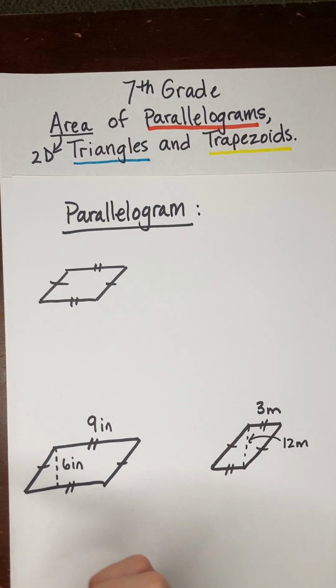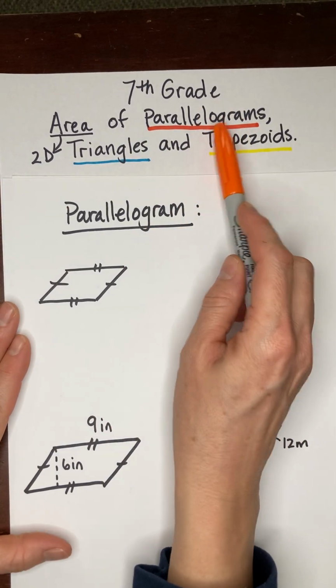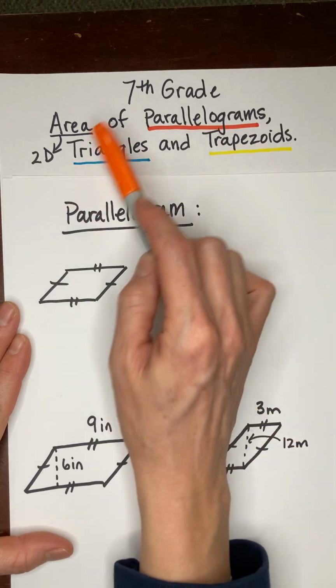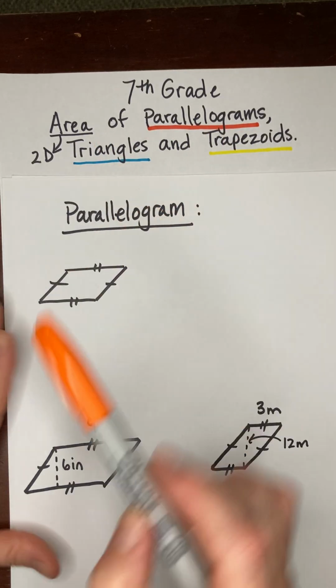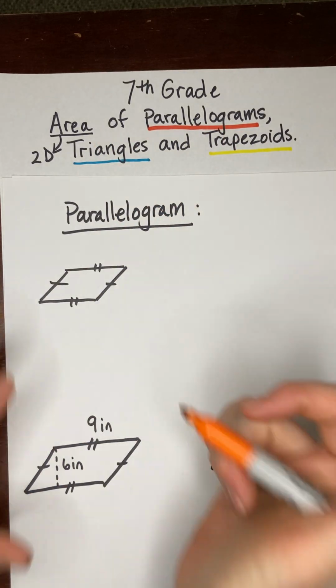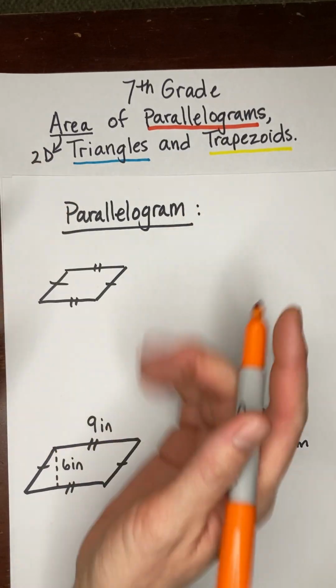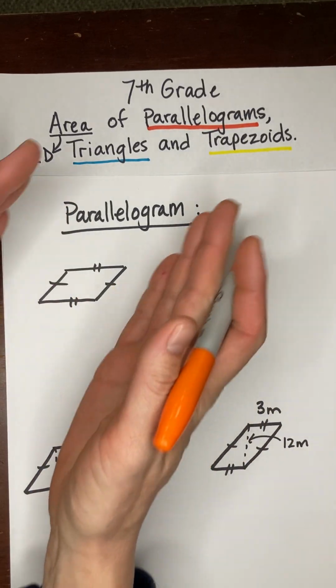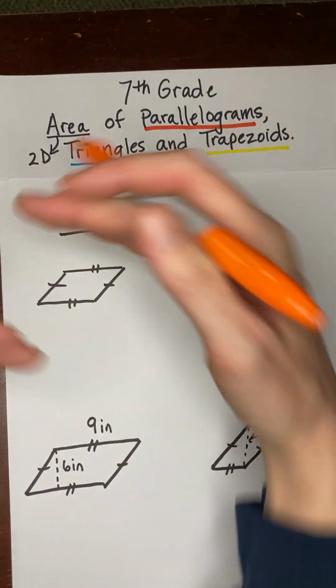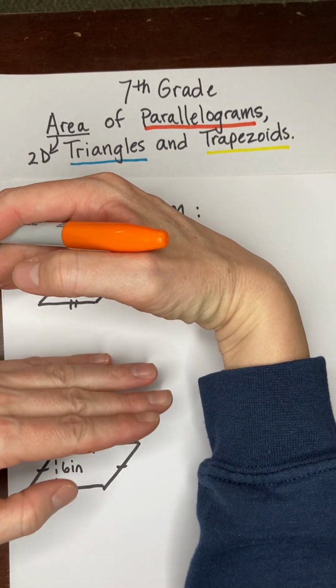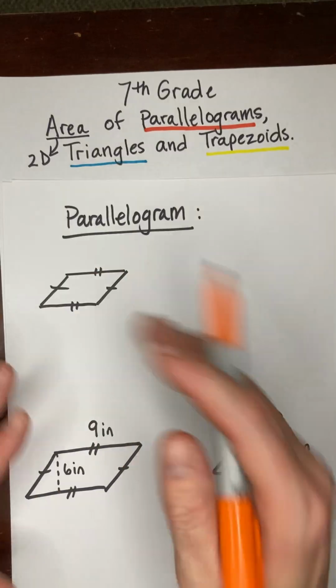All right, for our next area lesson, we're going to look at parallelograms, triangles, and trapezoids, but we're going to do 3 separate videos. So this one is parallelogram. A parallelogram, by definition, has 2 sets of opposite sides parallel. So you see the hashes, these 2 hashes are the same length, they're actually parallel to each other, top and bottom, same length, 2 hashes indicate that, and they are parallel to each other.